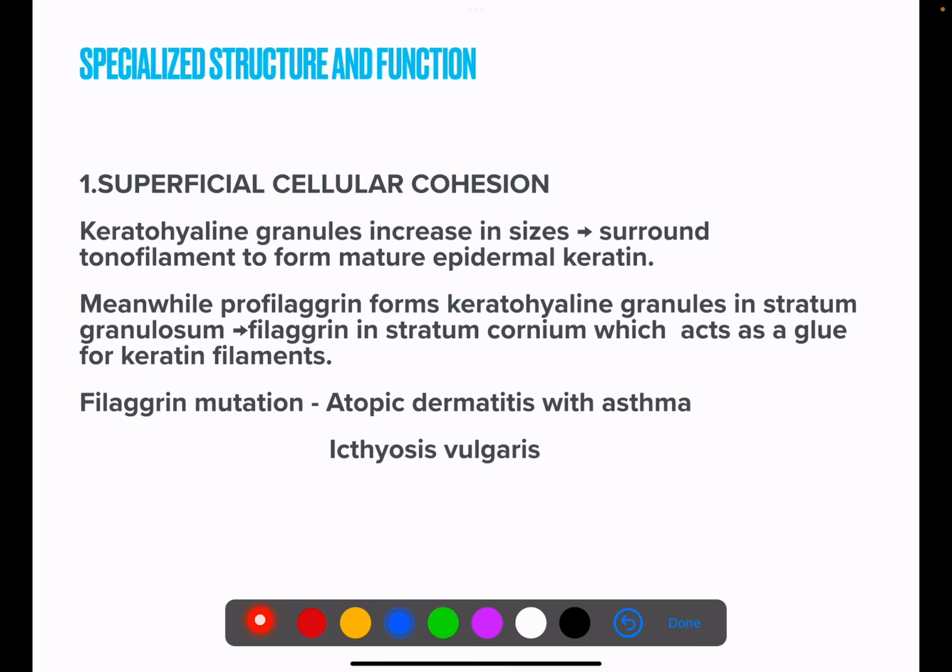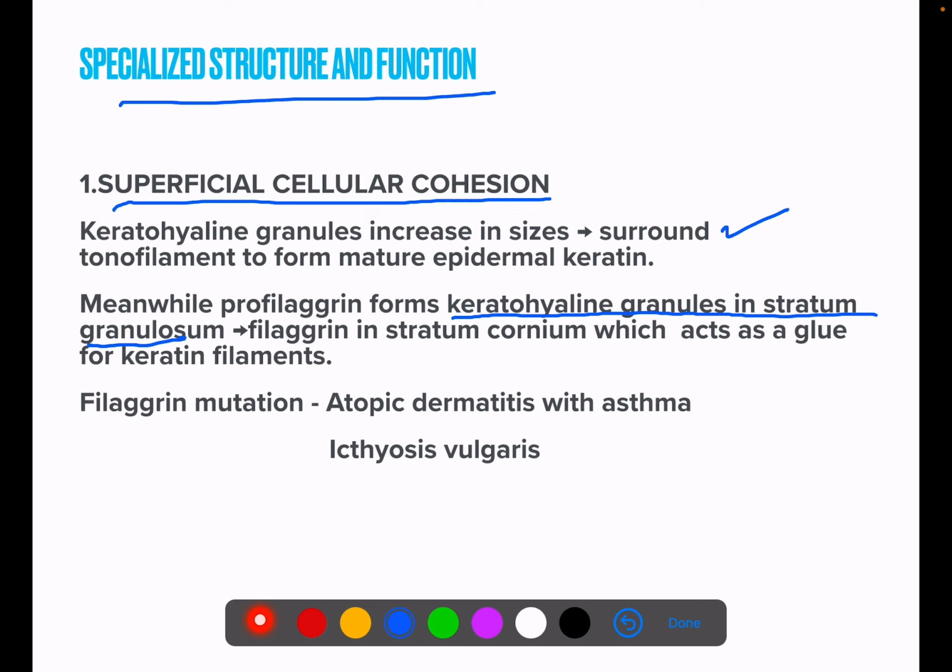Specialized structure and function: superficial cellular cohesion. Keratohyalin granules increase in size and surround tonofilaments to form mature epidermal keratin. Meanwhile, profilaggrin forms keratohyalin granules in the stratum granulosum. So we study this again. Specialized structure and function, superficial cellular cohesion.